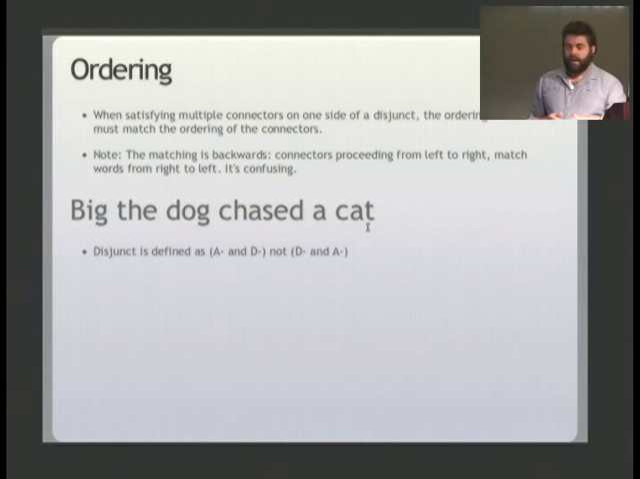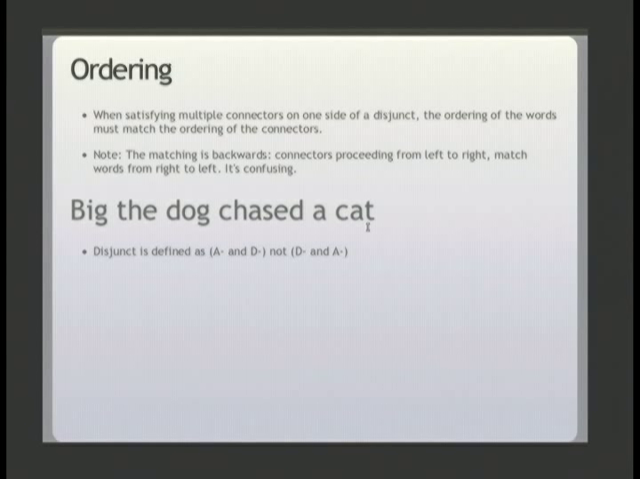Finally, ordering. This one is kind of hard to explain in words, but it's completely easy to understand. Basically, when you're satisfying multiple connectors on one side of a disjunct, the ordering of the words and the connectors must match. It's a little weird. The matching goes in reverse. The connectors proceeding from the left to right match words from right to left. But an example, I think, totally clears this up. Big, the dog chased the cat does not work because that disjunct went A-D, not D-A. So this just describes the order in which connectors must be satisfied.